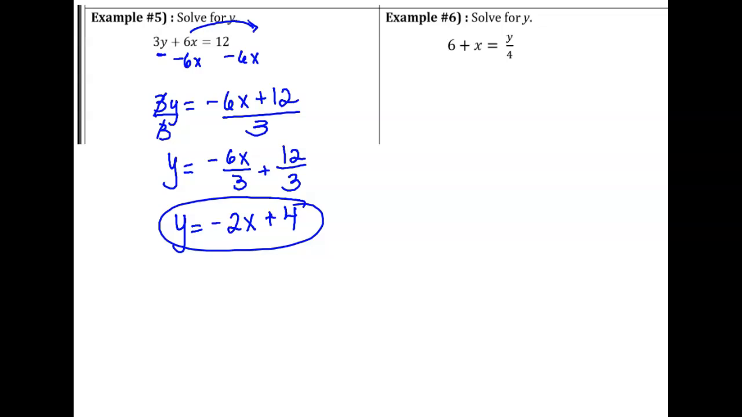All right, number 6, we're solving for y. I want to multiply both sides by 4 to get rid of that fraction, but I've got to be careful because I don't have any parentheses here, so I've got to make sure I distribute that. So I'm going to put the parentheses around it, and then I'm going to distribute. So we get 24 plus 4x is equal to, well, those would cancel out, our y. So I'm going to rewrite that as y is equal to 4x plus 24.